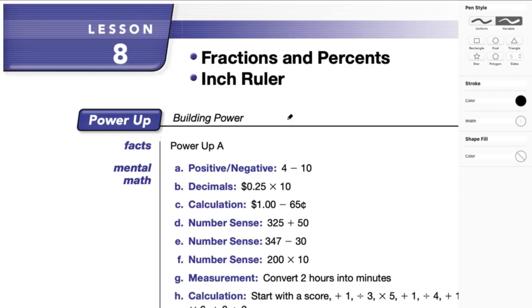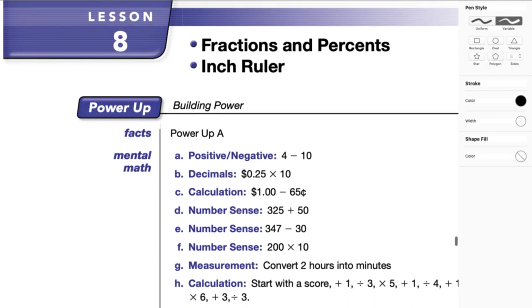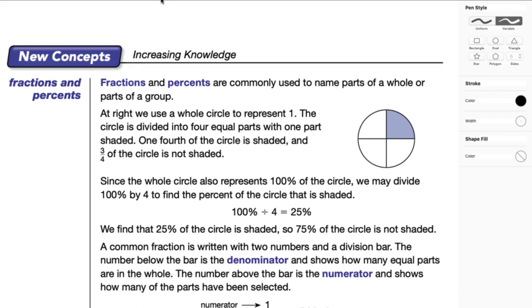Here we are in lesson 8. We're going to talk about fractions and percents using an inch ruler. So we're going to think about that.